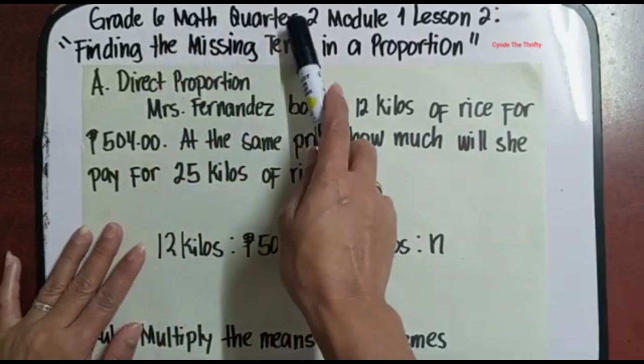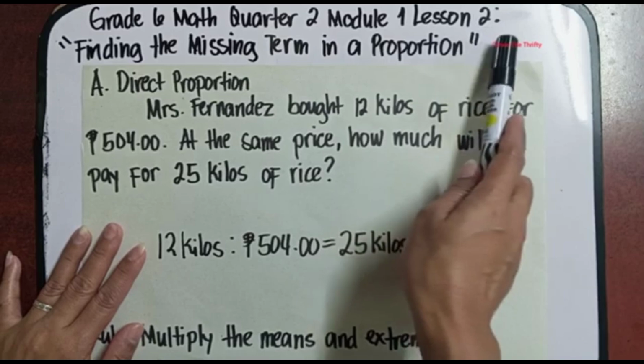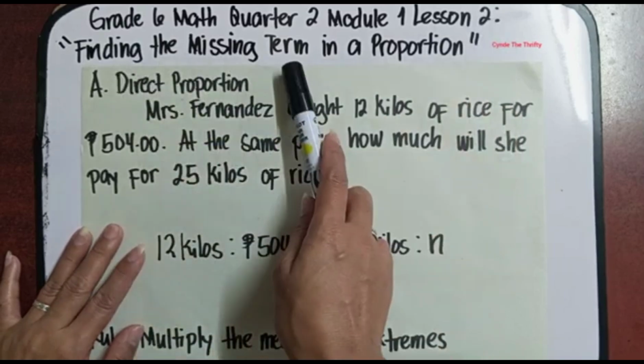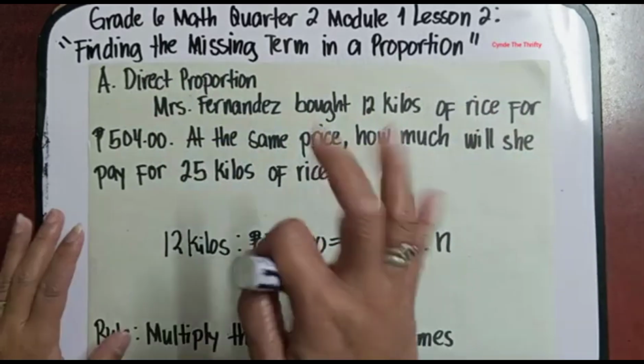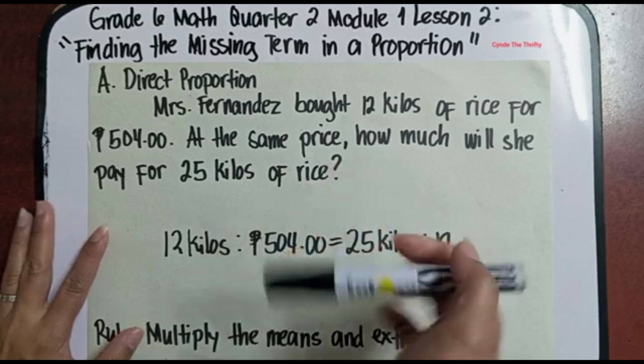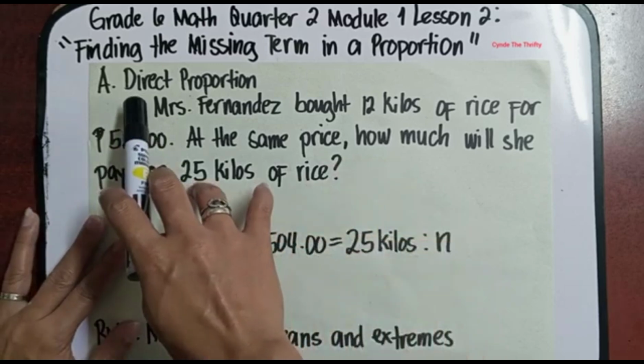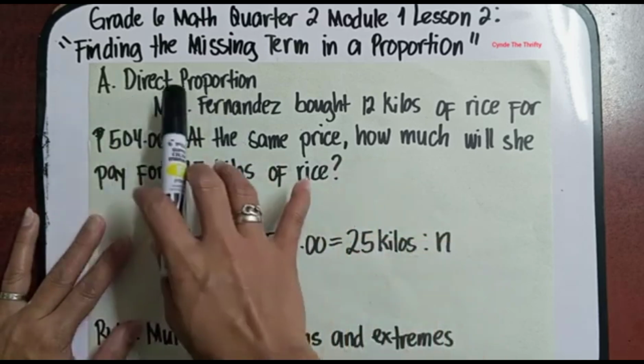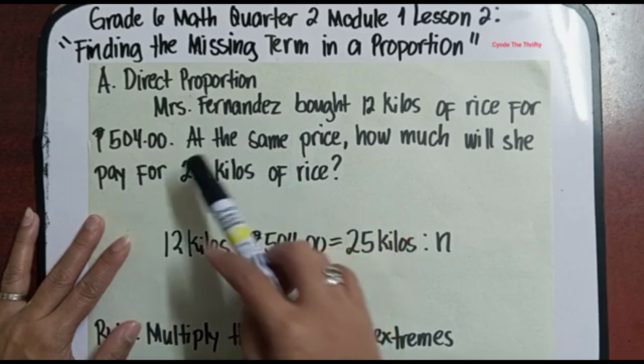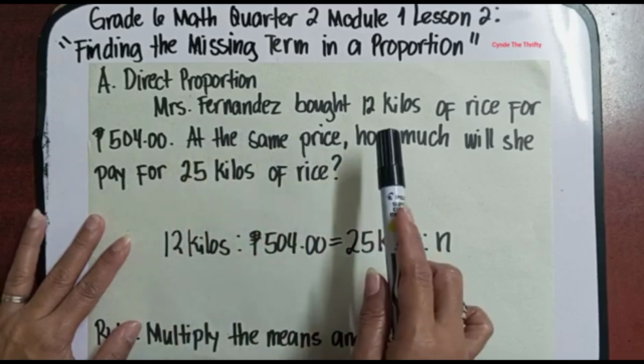Grade 6 Math, Quarter 2, Module 1, Lesson 2. Finding the missing term in a proportion. Meron tayong 3 kinds of proportion. Meron tayong tinatawag na direct proportion. Okay, so ang direct proportion, maiintindihan natin siya sa pamamagitan ng example natin.